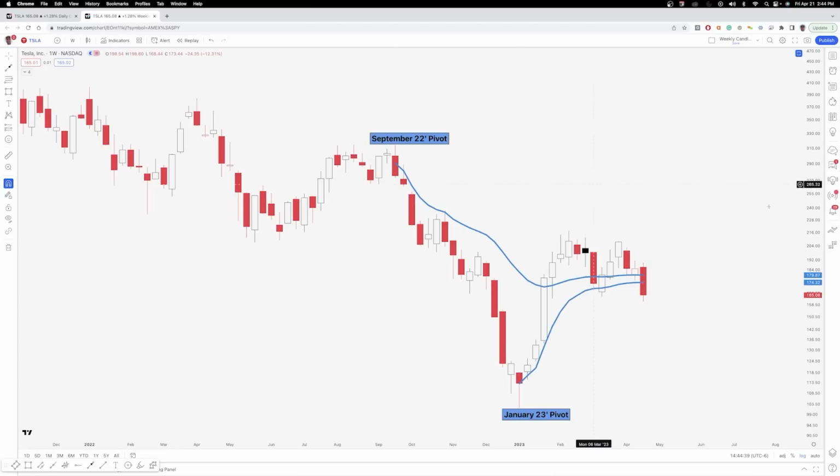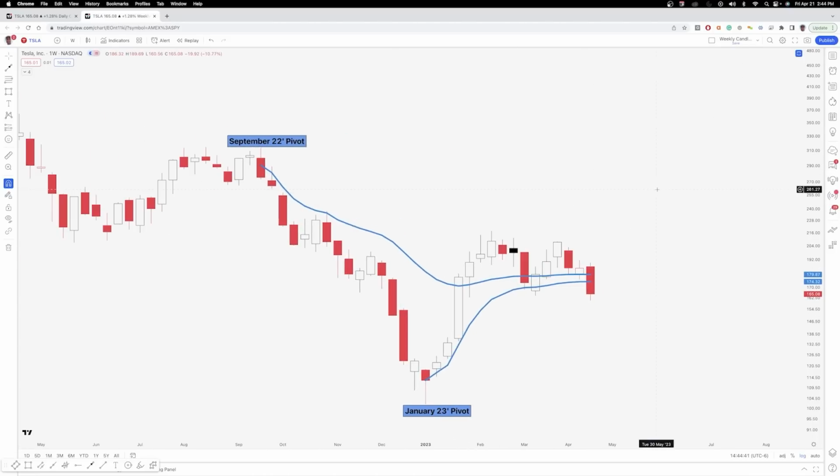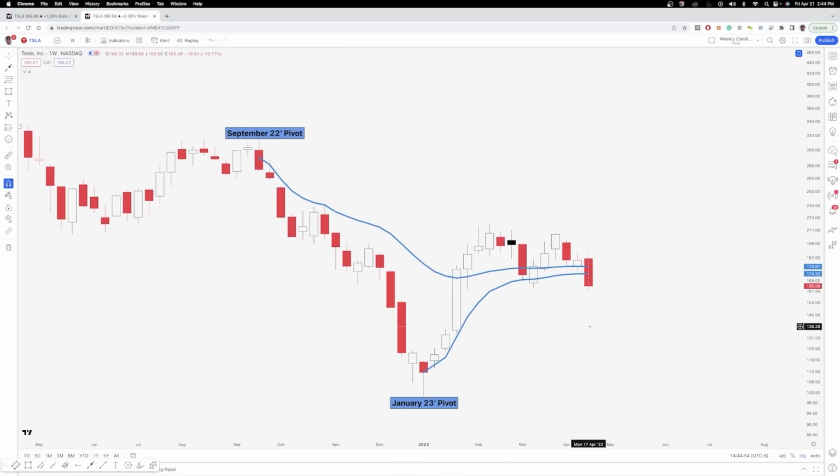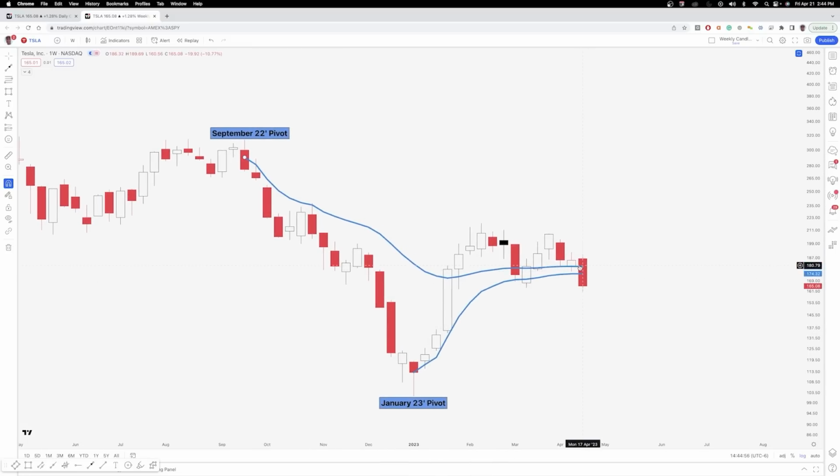You'll see here that pretty much the September 2022 pivot and the January 23 pivot here is where we want to anchor the VWAP. Last week, price was holding above both of these areas. Now we have a close below. Bear thesis is definitely intact until we can get a close back above this area on the weekly chart. Not too much to go over there on the weekly chart for Tesla.